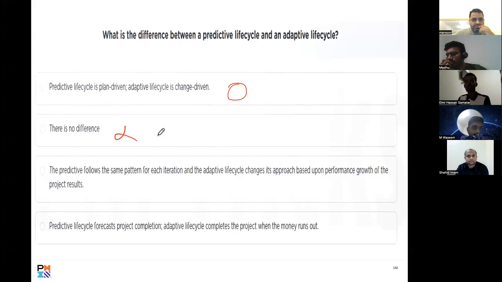Then we have the predictive follows the same pattern for each iteration. The adaptive lifecycle changes its approach based upon performance growth of the project results. We can mark this as right, and then we'll look into it. Next. No, the last one is the cross out. Predictive lifecycle forecast completion, adaptive lifecycle. Yeah, we can just cross out the last one.